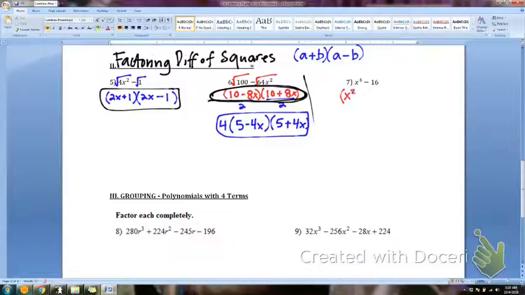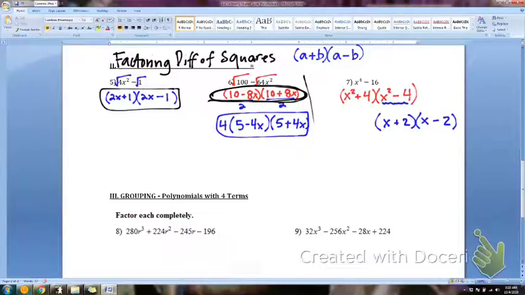So we can say x squared. The square root of 16 is 4. One's plus, one's minus. And maybe this would be finished except for the fact that we see here is another difference of squares, right? X squared factors to x and x, and 4 factors to 2 and 2. So we have to go one more level. X plus 2, x minus 2.